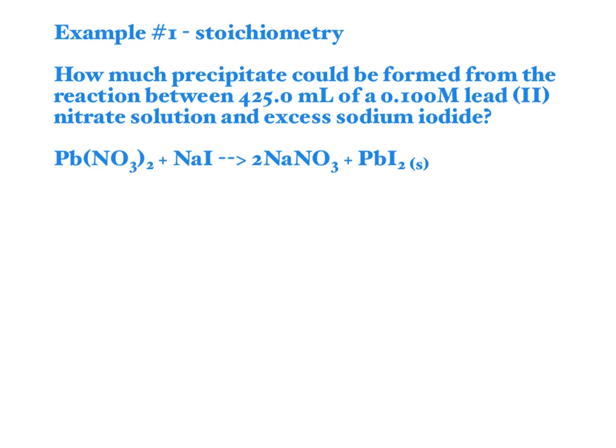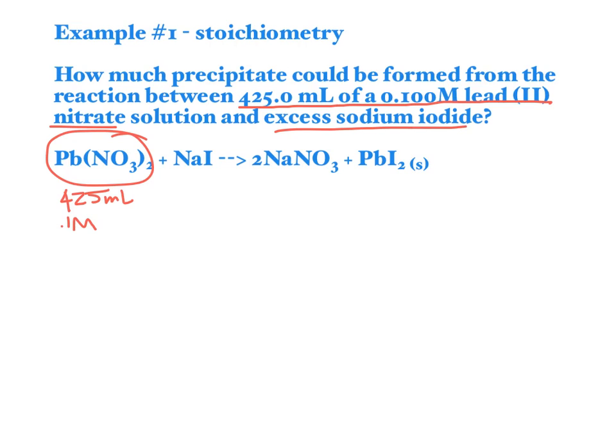What I like to do is circle the parts of the equation that I actually know something about. Right up in here, I know some information about this lead nitrate. I've got 425 mL of this, and it's a 0.1 molar solution. I've got excess sodium iodide, which means I have plenty enough to go around, so I don't really have to worry about this.